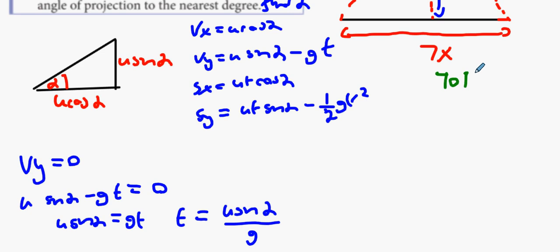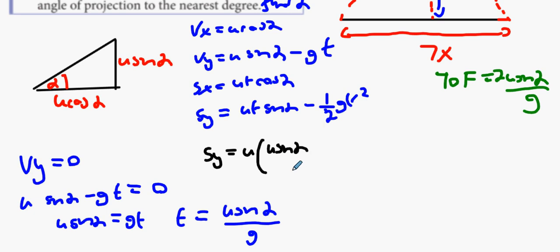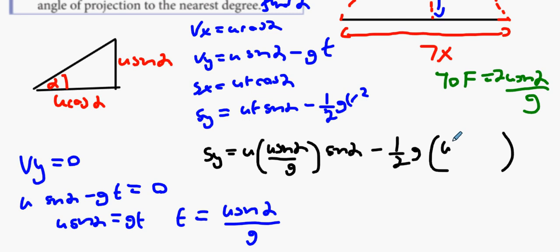Yeah, it's double it. So don't save yourself the effort, I'll just lob that in there. Shouldn't be too costly, like question 19. Now, this one goes into the Sy equation, so it's going to be Sy equals u by u sin alpha over g, sin alpha, minus a half g t squared, which is u squared sin squared alpha all over g squared.